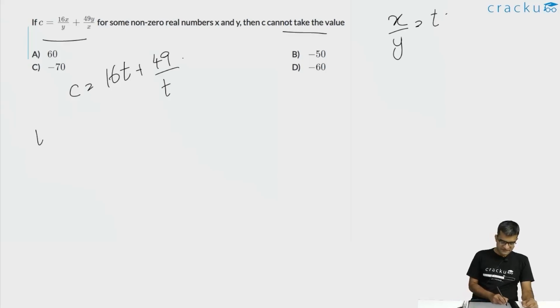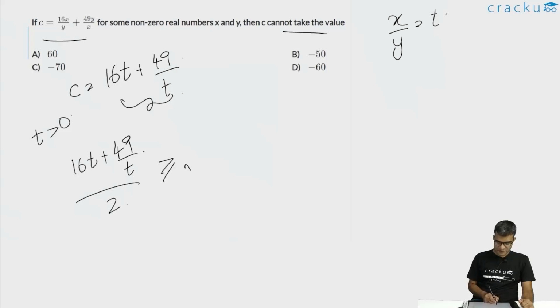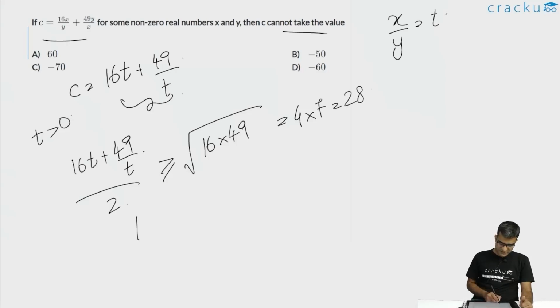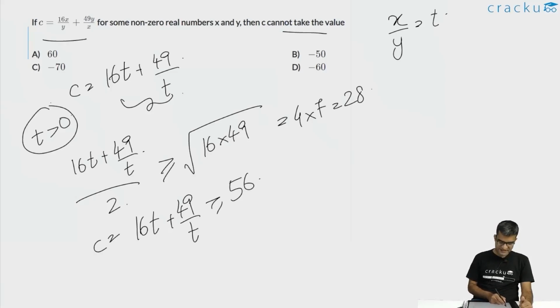Now let us consider two cases. Let us first consider the case where t is greater than 0. If t is greater than 0, we can use the arithmetic mean is greater than or equal to geometric mean on the right hand side. So 16t plus 49 by t divided by 2 is greater than or equal to the square root of 16t into 49 by t, that is 16 into 49. Square root of 16 is 4, square root of 49 is 7. So this is equal to 28. Or 16t plus 49 by t is greater than or equal to 56. This is when t is greater than 0.